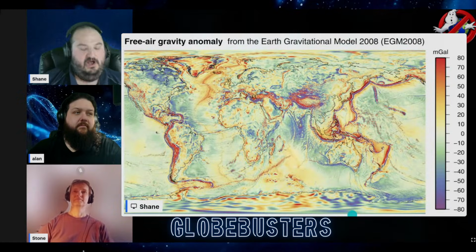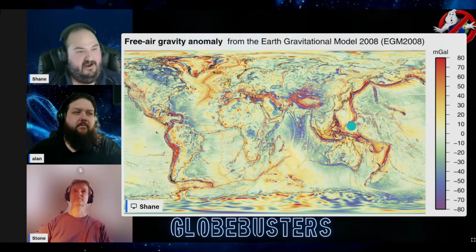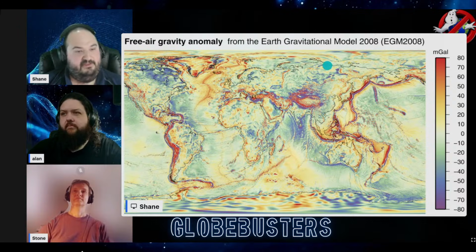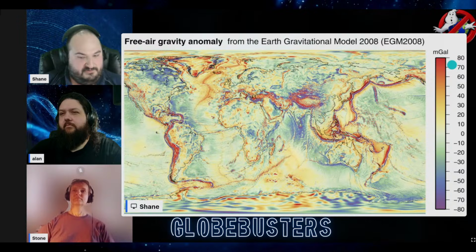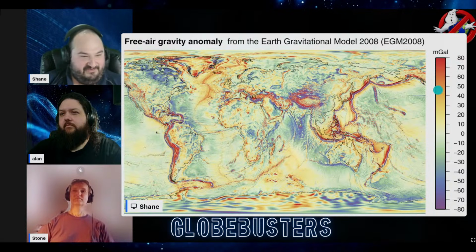This is what they call the free-air gravity anomaly. So it's from a different comparative geoid height, higher than everything else, and they get the anomaly comparative that way. And we see our scale on the right here again between 80 and negative 80 milligals.